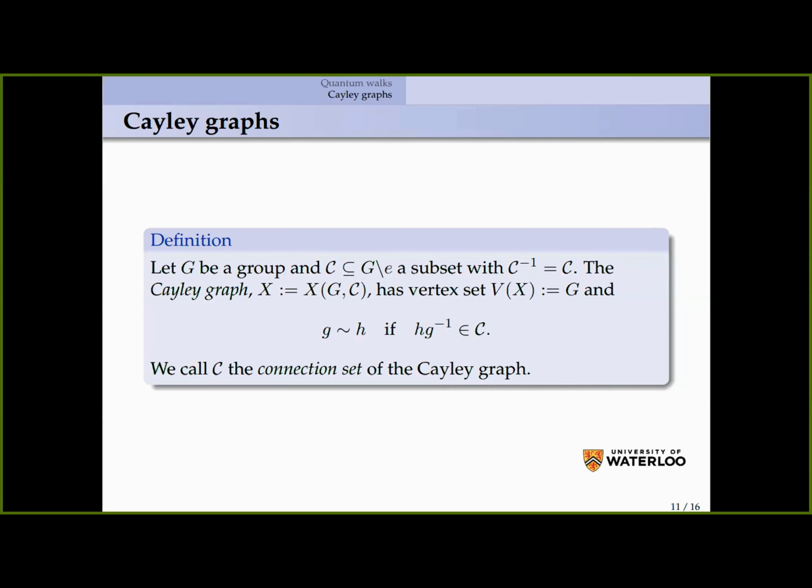And there's a lot of things to say about Cayley graphs, and the group structure gives us a lot of nice things about the graph. But there is one particular thing that we're going to look at right now.